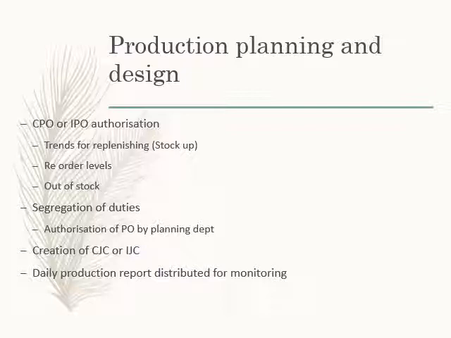A daily production report of all jobs in process has to be produced, and copies of this daily production report have to be distributed to the production planning department and to the production or factory manager, and they use this daily report to monitor the progress of all the jobs that are currently in process, and also to look at those jobs that have been completed during that day and that have been transferred to the finished goods department.